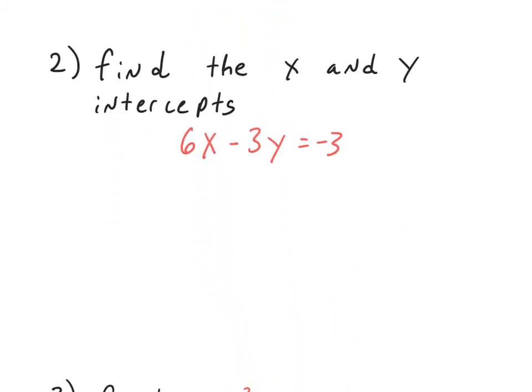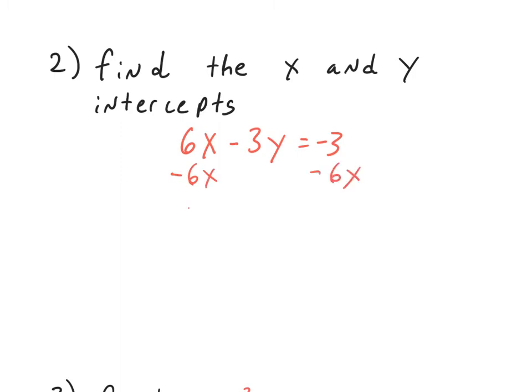Okay, number 2 is asking us to find the x and y intercepts of 6x minus 3y is equal to -3. So what I want to do first on that one is put it into slope-intercept form, so I can see what the y-intercept is just by looking. So to do that, I want to get y by itself. So I'm going to start by subtracting 6x from both sides.